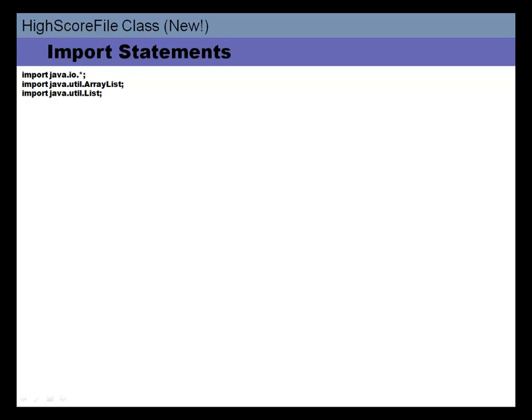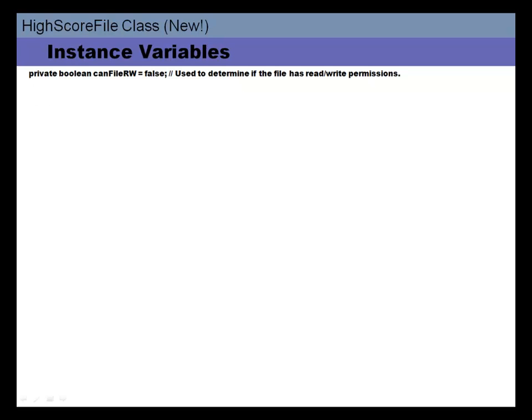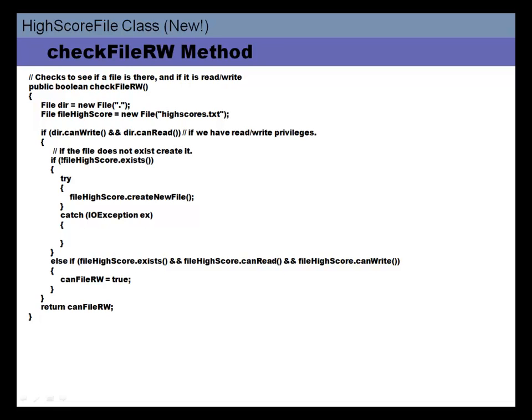The util imports are known, but IO is new. This is what allows for input and output, in our case, file input and output. The instance variable lets the game know if it has read-write permissions, and method checkFileRW checks those permissions. It also uses the try-catch block to make sure that if anything goes wrong, the game doesn't crash.